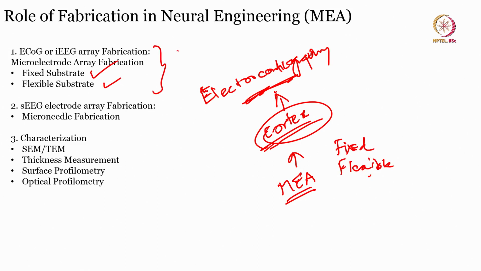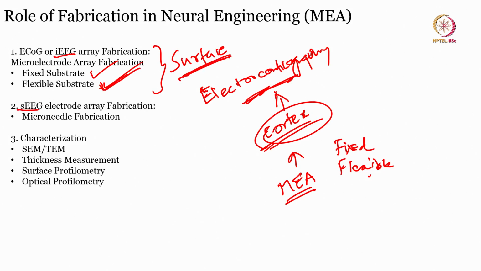Both of them are surface recording of the brain. This ECoG is also called iEEG, intracranial EEG, and it has been done using two kinds of substrate: one is fixed substrate and the other is flexible substrate. Flexible substrate is a recent development. It helps in reducing tissue damage to the cortex, so that is why it is more preferable when it comes to surface neuropotential recording.